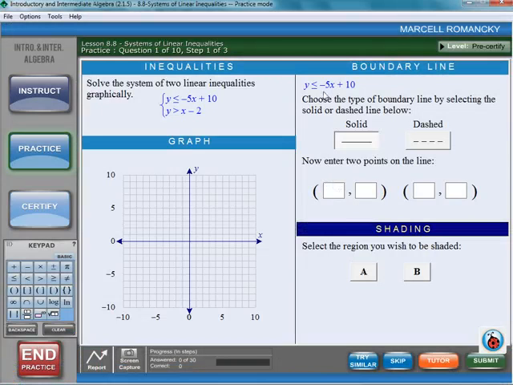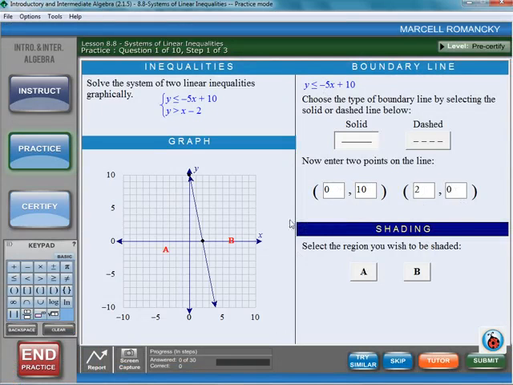So for the first equation, that's this one, what am I going to put in there? So I'm going to put in 0, and then I'm going to put in 10. And my second point is going to be 2, 0. And when I get off that, it graphs the line for me, so I don't have to worry about graphing it. But make sure you put your right points in, because it will give you a wrong answer.